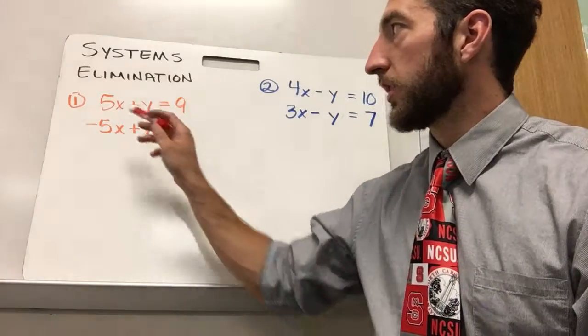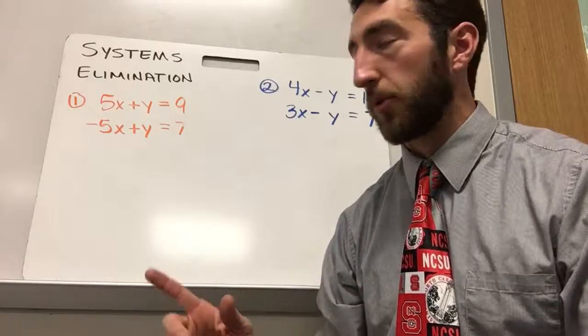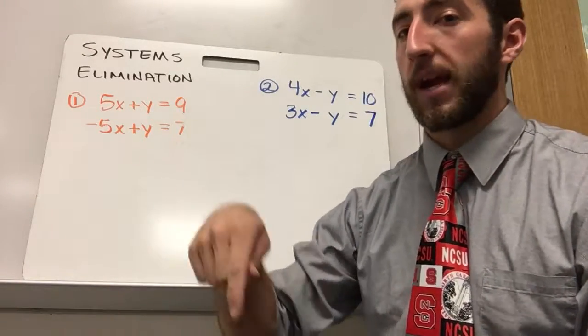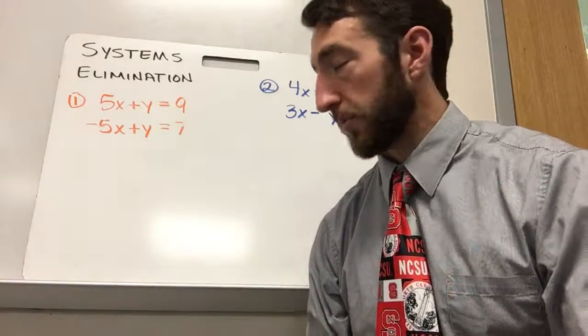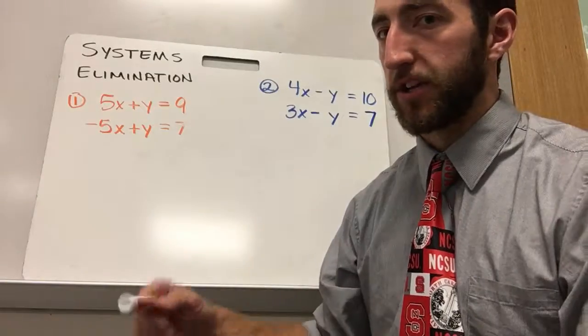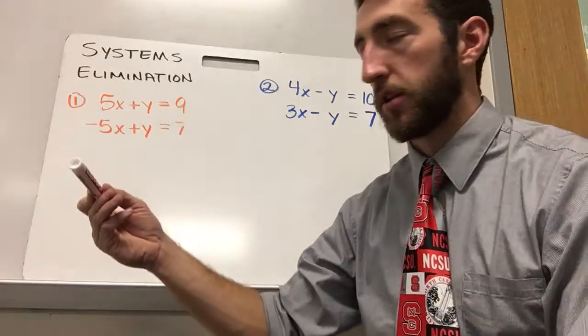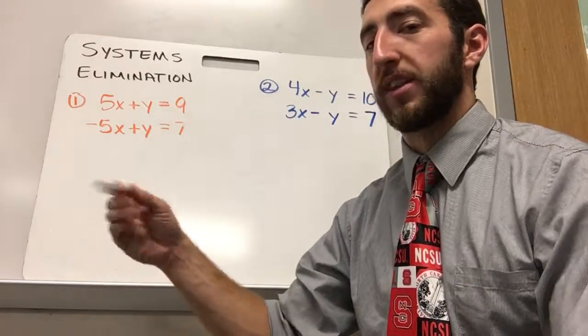So what we want to do is eliminate one of the variables so that I can get it down to one variable. Once I have that one variable, I can solve for it, and then I can sub it back into the other equation and figure out what the other variable is. So in elimination, what you want to do is have one coefficient be one number and the other one be the opposite number.